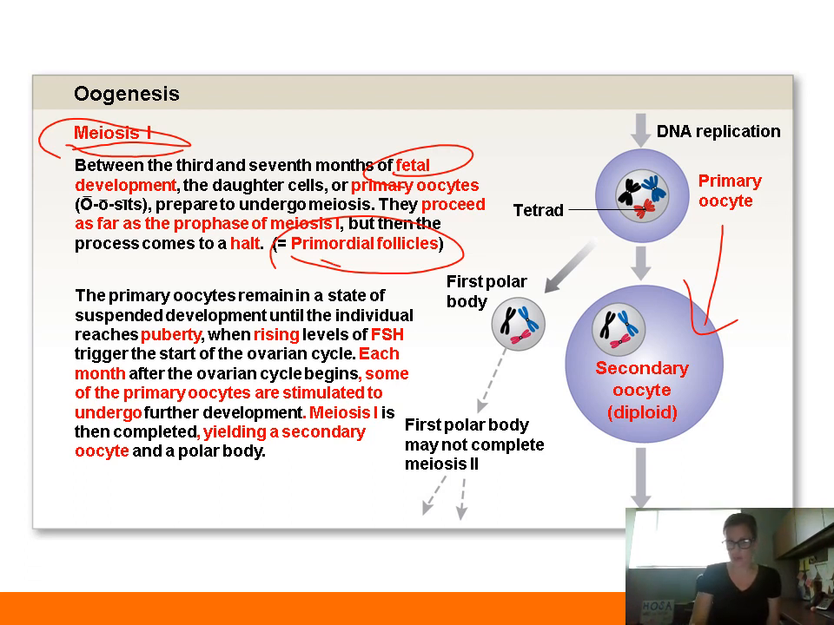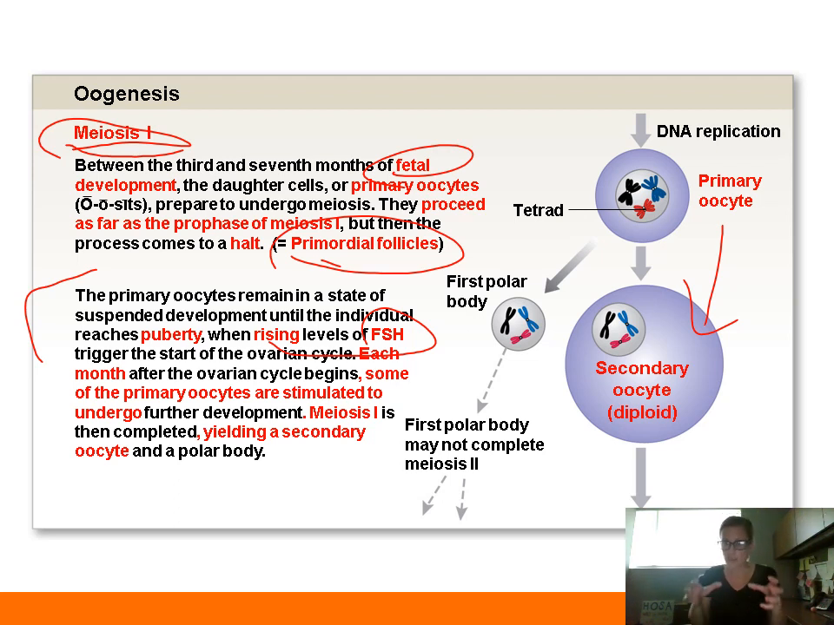We'll go back to this term primordial follicle a little bit later. So when puberty begins, the second part here is after puberty. When puberty begins, there are increasing levels of FSH, follicle stimulating hormone, from the anterior pituitary. FSH triggers the start of the ovarian cycle, when these eggs can finish meiosis one and continue their development. So it's increases in FSH at puberty that will start the ovarian cycle.